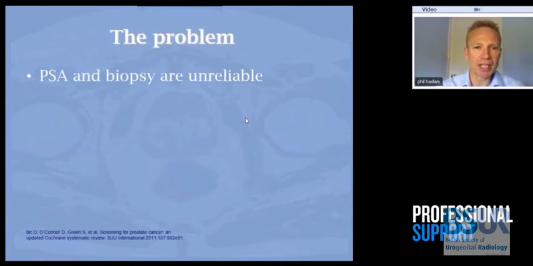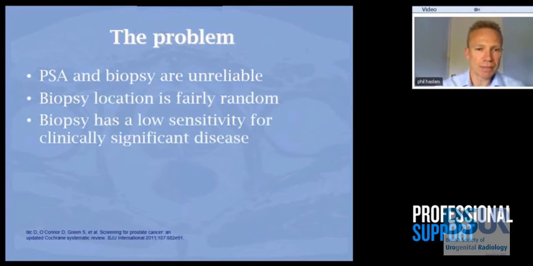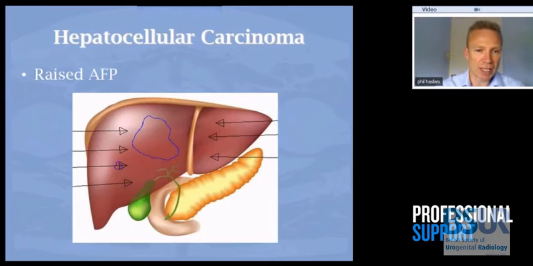Now the problem with this is PSA, as I've already alluded to, and biopsy, these are very unreliable tests. Biopsy location is fairly random. You could do a biopsy one day on a patient and get prostate cancer, Gleason 8, Gleason 9, come back the following week, take another biopsy and find what you think is an insignificant Gleason 6 tumour. So biopsy's got a low sensitivity for clinically significant disease. Biopsy is not very repeatable, as I've already said.